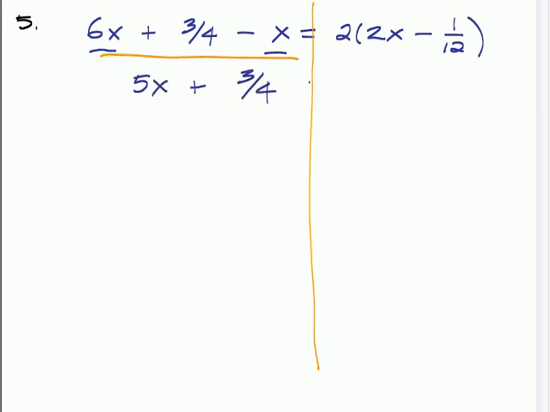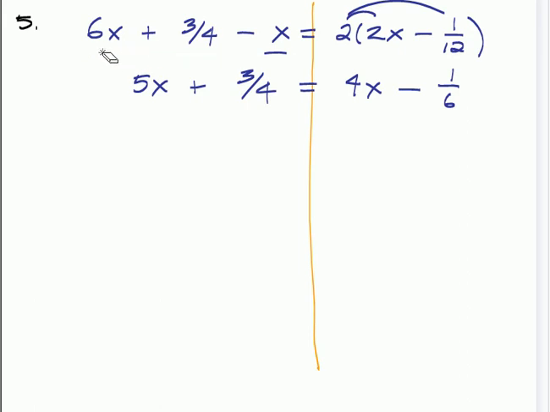On the right, we have parentheses, so we can distribute that 2 to get 4x minus, and 2 times 1/12 would be, I'll leave that to you if you need to verify, 1/6. So at this point, we have completely cleaned up each side separately.